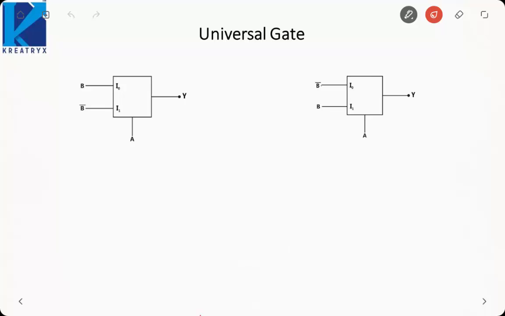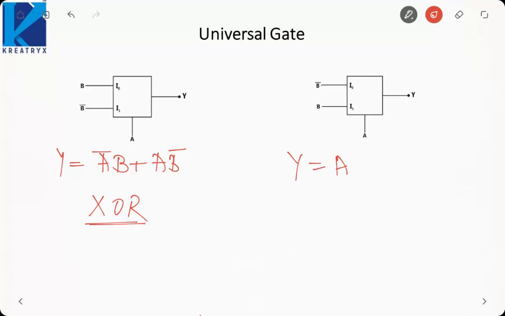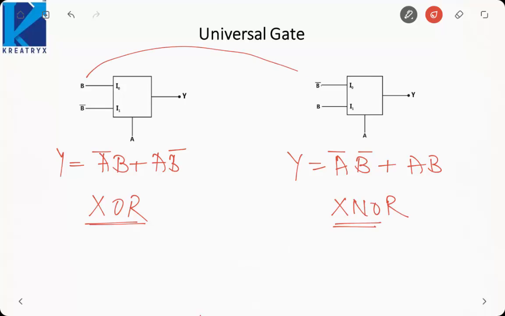Here if I try to find this, can you guys also try it? Y is equal to what will it be? A bar B plus A into B bar. So it is an example of an XOR gate. If I come to the next, it will be y is equal to A bar B bar plus A B, so it will be an XNOR gate. If you see here also, I have just complemented the data inputs. Okay, nothing more.